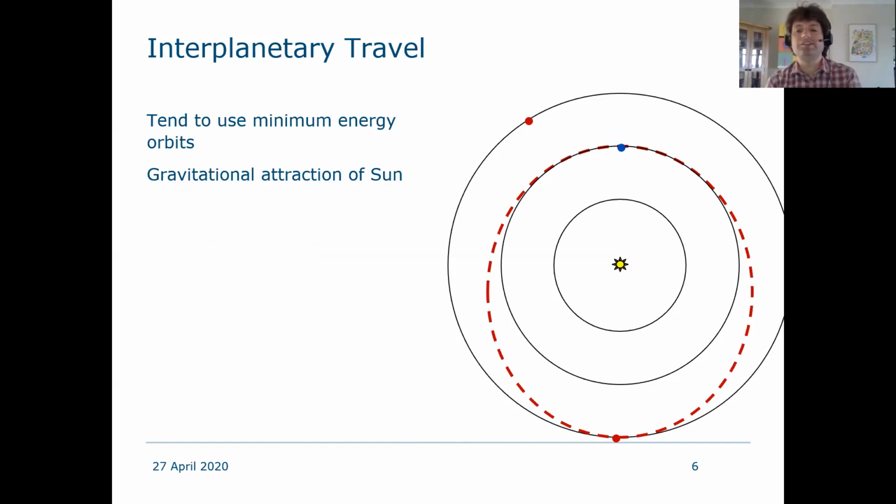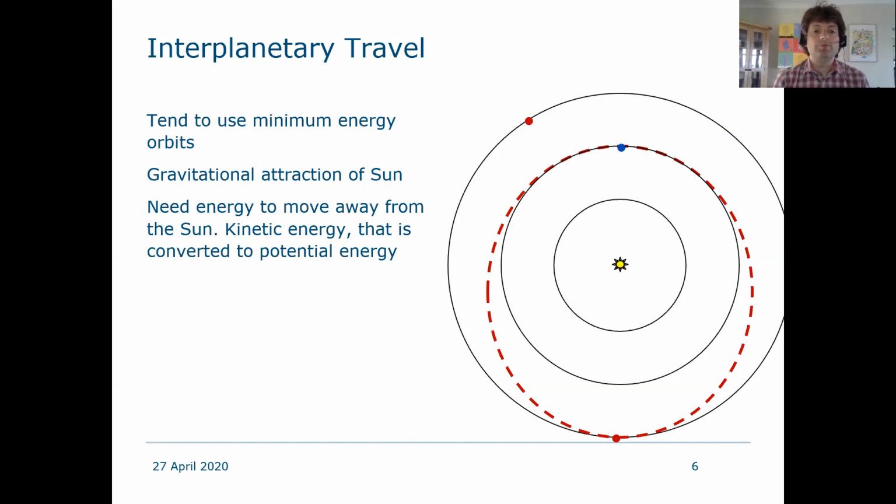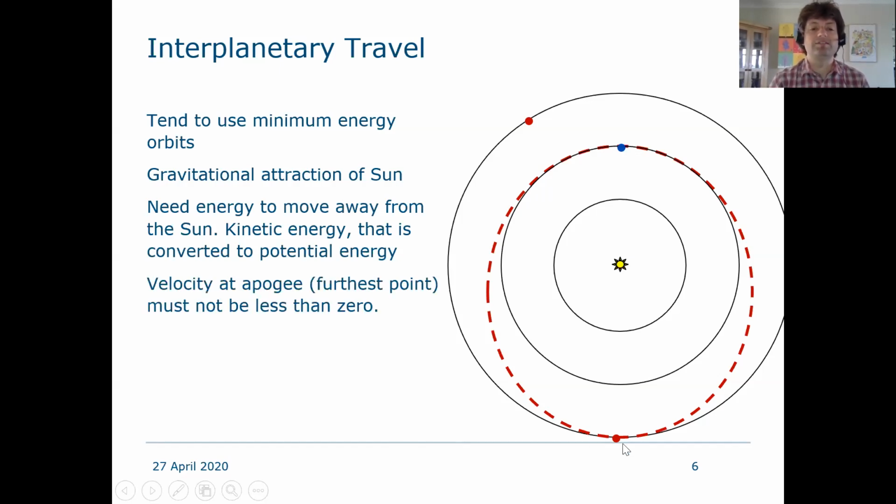Now, the gravitational attraction of the sun holds sway across the solar system. We need energy to move away from the sun. That's kinetic energy converted into potential energy. So we need a certain amount of kinetic energy here to be converted into potential energy by the time we get to here, so we can reach Mars.